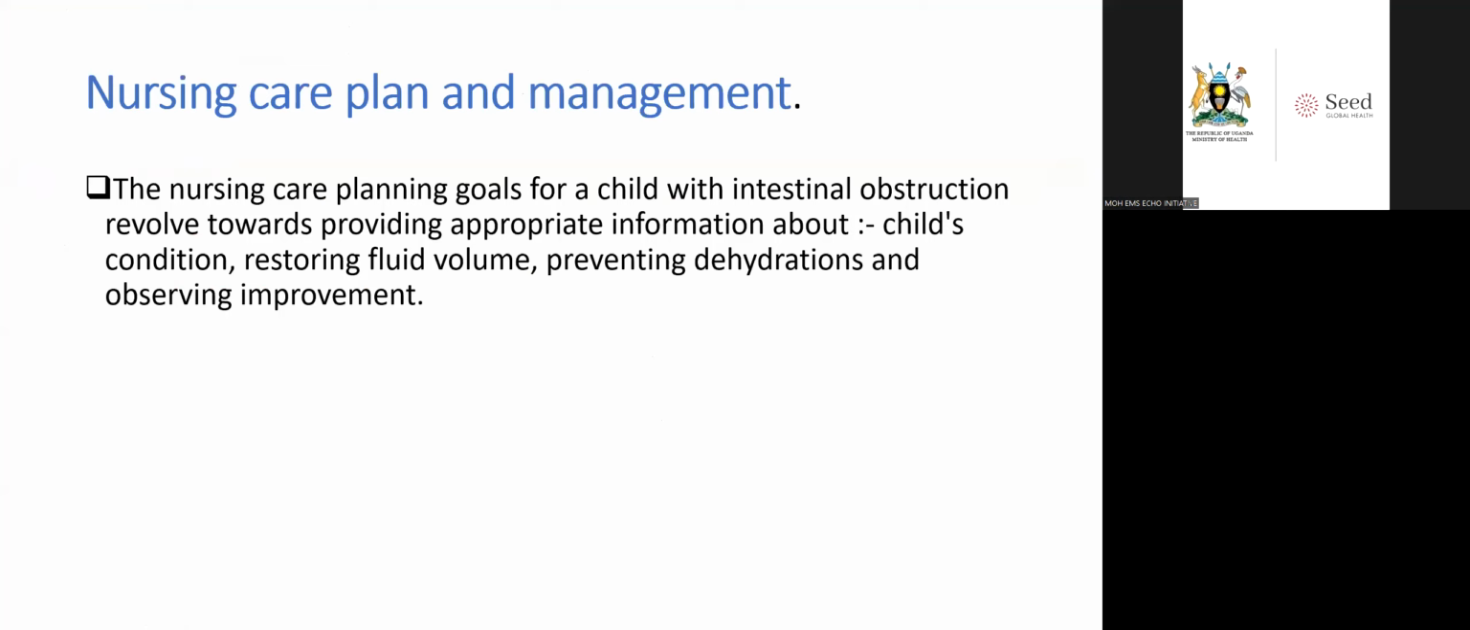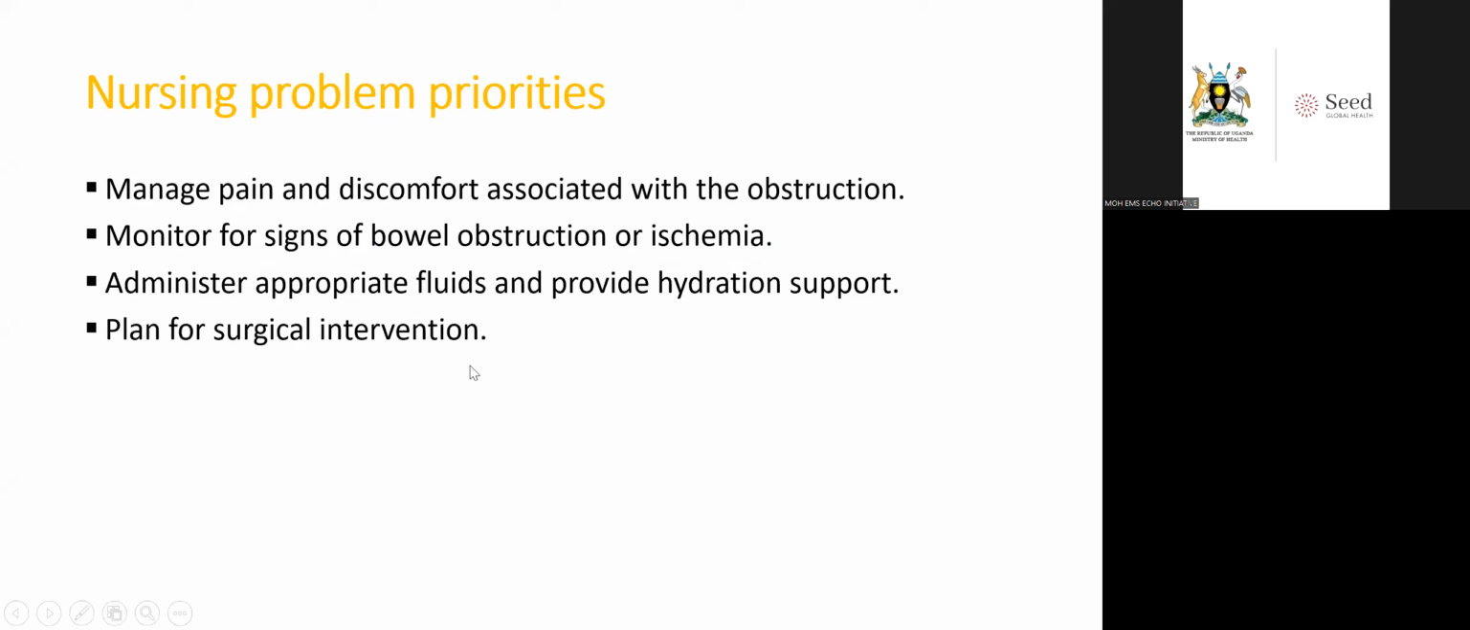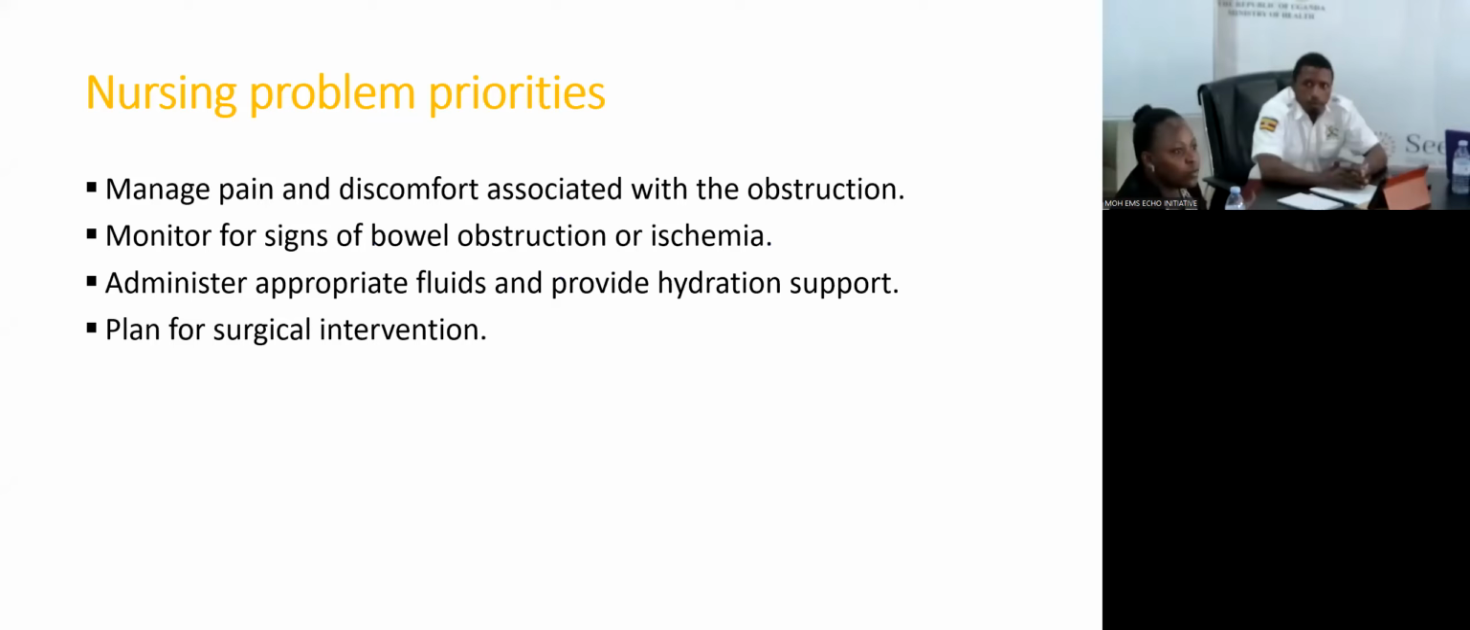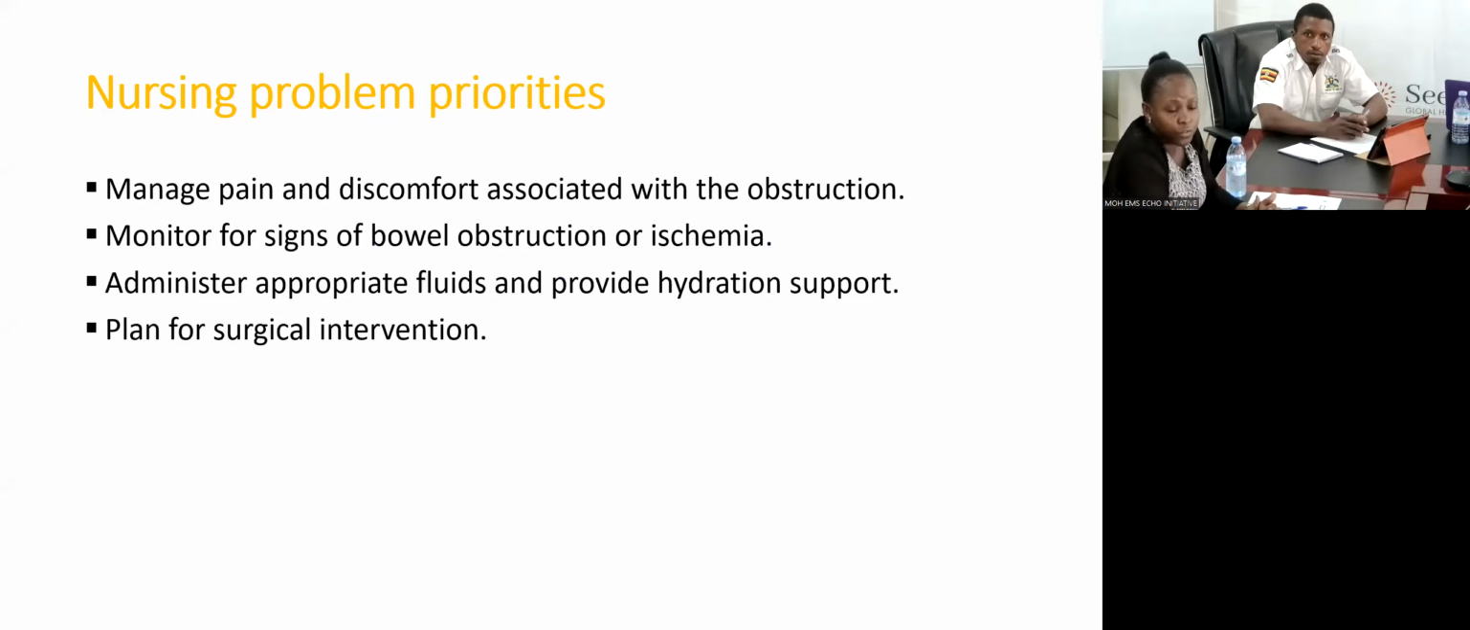Yes, as nurses, we have a big role to play as far as management for these children is concerned. The nursing care planning goals for a child with intestinal obstruction involve providing appropriate information about the child's condition, restoring fluid volume, preventing dehydration and observing improvement. Because we know these children, as we have seen in the signs and symptoms, they come with vomiting, sometimes diarrhea, they tend to lose a lot of fluid.